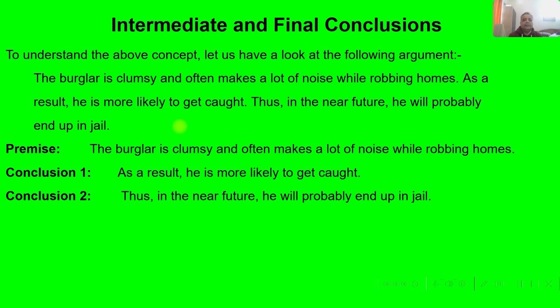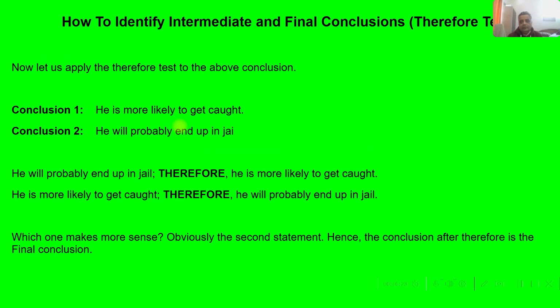Premise: the burglar is clumsy and often makes a lot of noise while robbing homes. Conclusion 1: as a result, he is more likely to get caught. Conclusion 2: thus, in the near future, he will probably end up in jail. Now we'll see how to identify the intermediate and final conclusion by using the therefore test. So after applying the therefore, first we will write conclusion 1, he will probably end up in jail, and then we will write the word therefore, and the second conclusion: he is more likely to get caught.